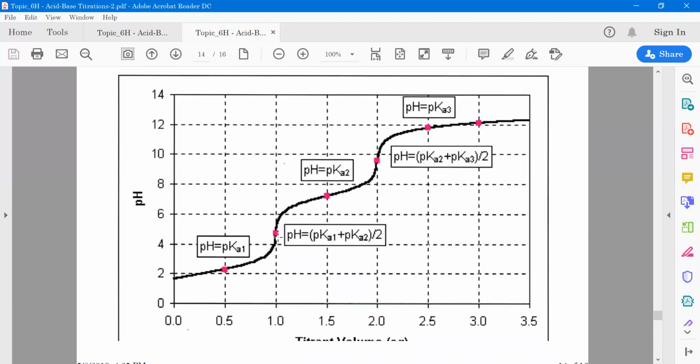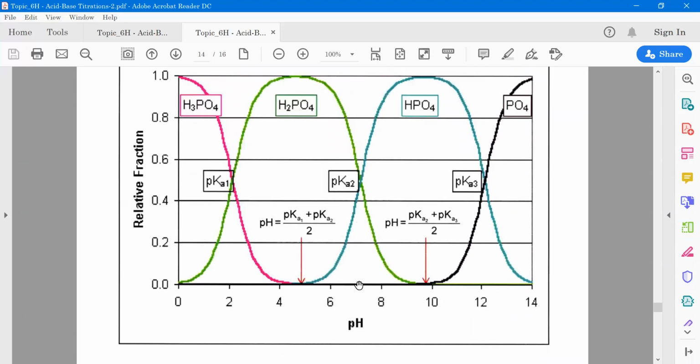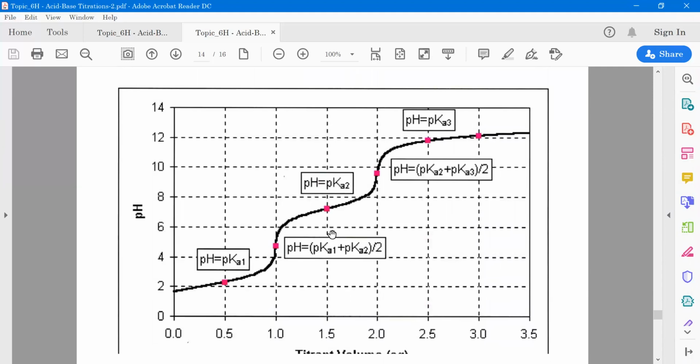So as we continue to add more hydroxide until we get to 1.5 equivalents, now we're at a pH of just a little, right around 7 or slightly higher. So we're at this point right here, right around 7, okay? And at that point, the pH is the pKa2 of phosphoric acid, right?